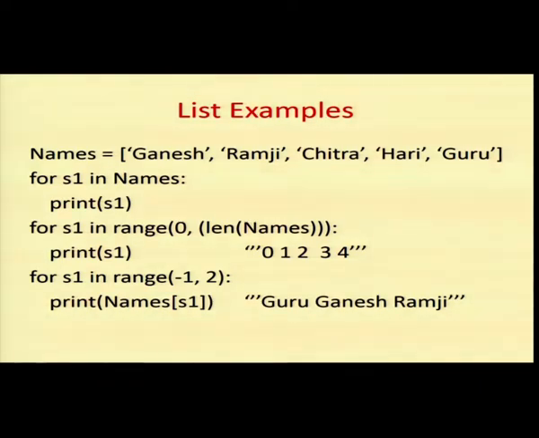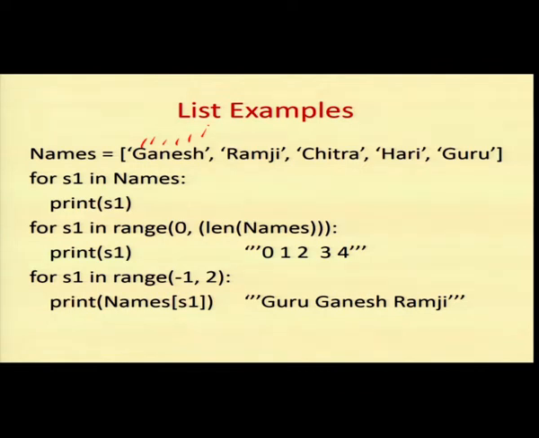Length of names, in the sense, my dear viewers, when you had seen a session on string data type, the length of a particular string would have fetched you a result. For example, if I give text equal to Ganesh, the length of text will be 6, because the character count of Ganesh is 6: 1, 2, 3, 4, 5, 6. Whereas here in this particular example, the answer is different.